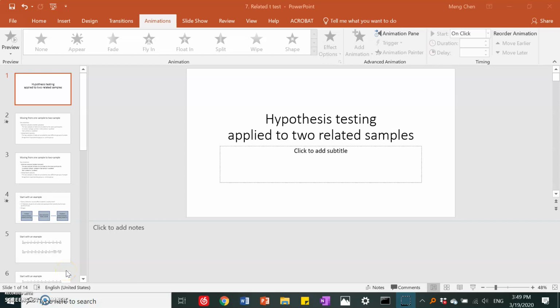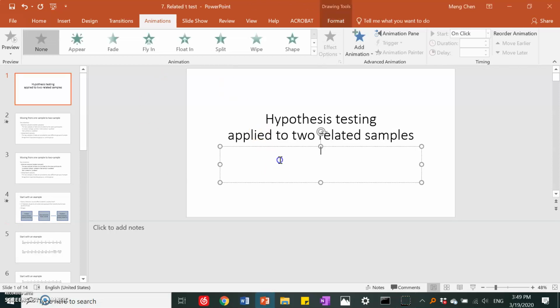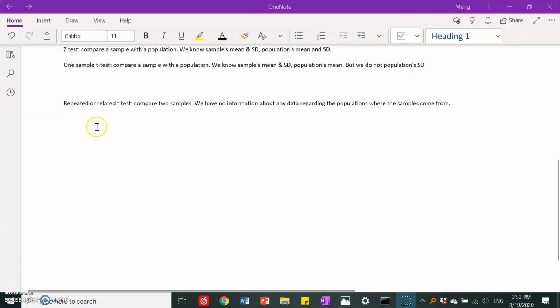Okay, guys, so today we're going to talk about a new topic, a new lecture. This is our 7th lecture, I believe. We're going to talk about hypothesis testing applied to two related samples. Sometimes we call it related t-test or repeated t-test. They're actually talking about the same thing. You can use these two terms interchangeably.